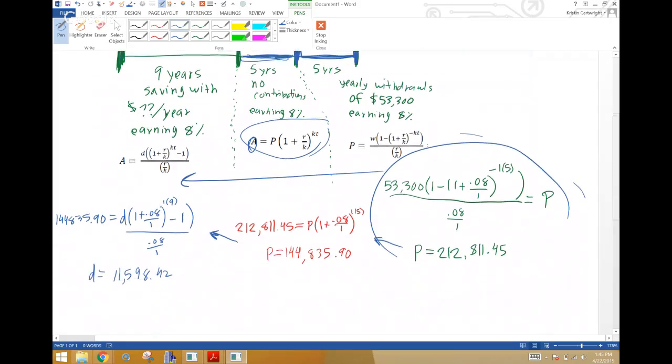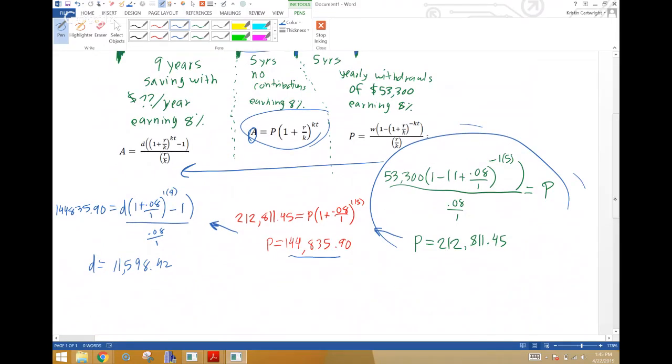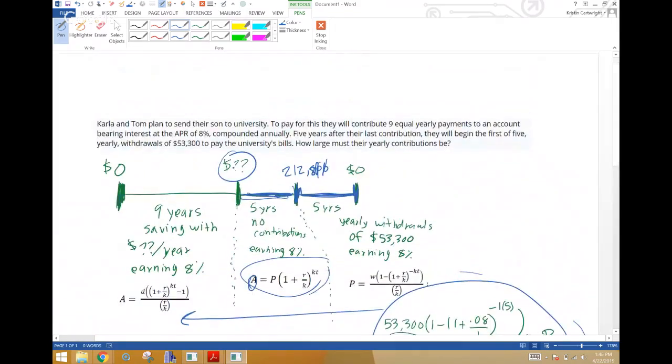As I do that, I get 144,835. So that's what I need right here: 144,835. That's the amount of money I need at the beginning of this time span. Now I'm working backwards again. How much am I going to need to deposit per year? That's the final question. How much do I deposit per year to be able to get 144,835 by the end of that 9-year span?